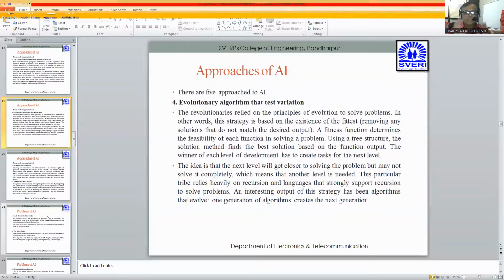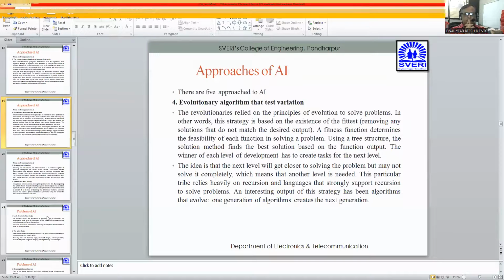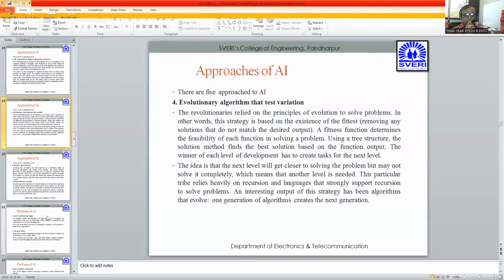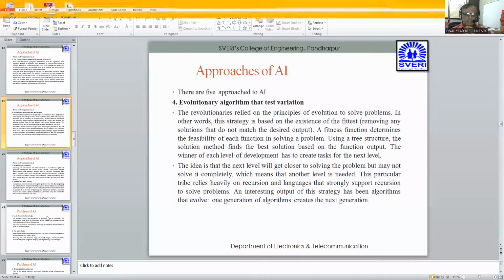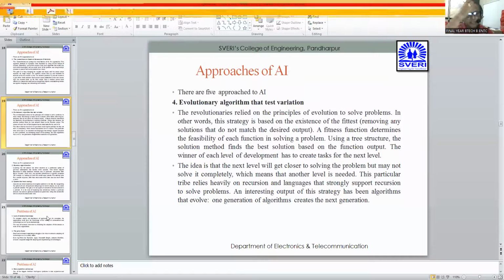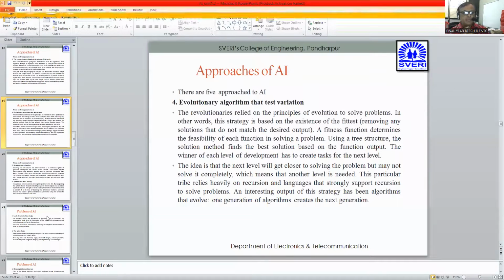So obviously the strategy is going to be in such a way that if there is any work which you carried out and applied a particular solution to solve, next time it is not necessary that the same solution could be applied to that problem. So you're going to remove the earlier solutions and then apply the newer one. Exactly the same thing is there. So the test variations you can easily check with the evolutionary algorithm, like removing any solutions that do not match the desired output.